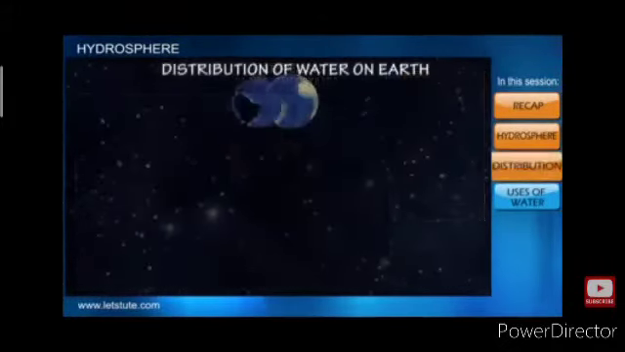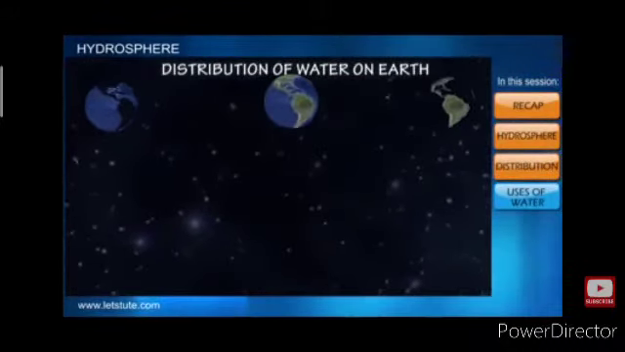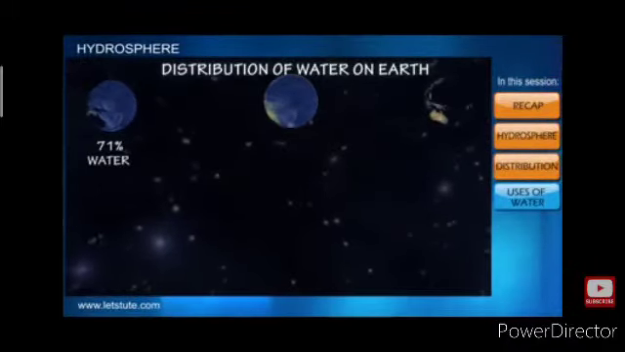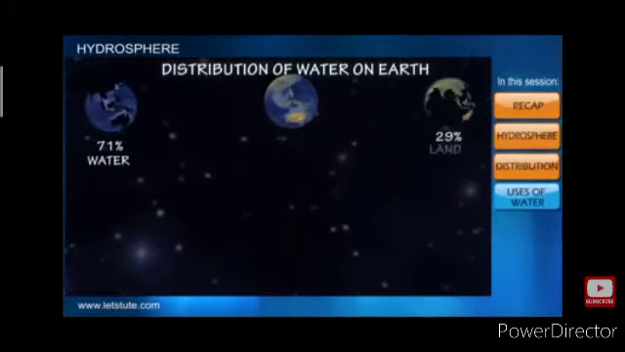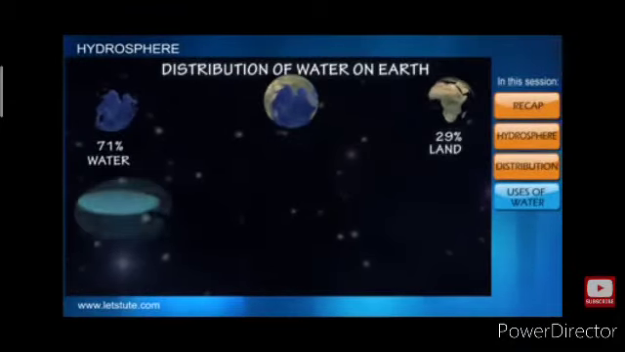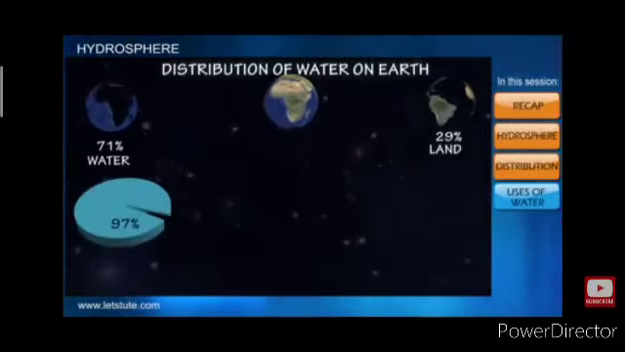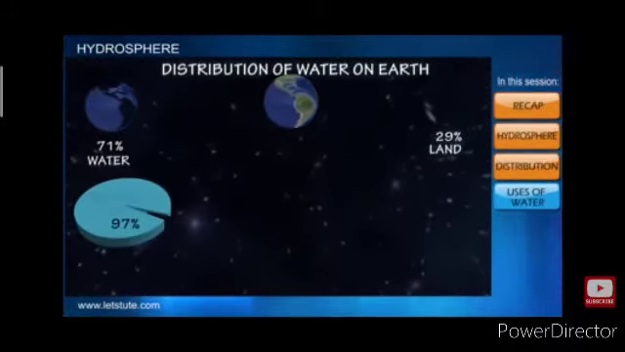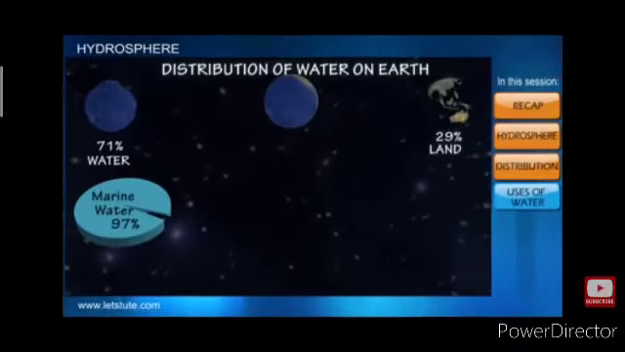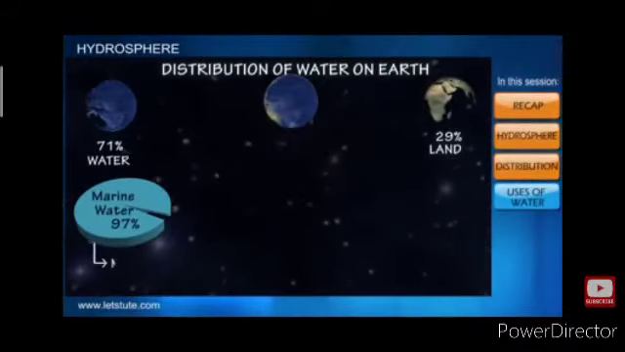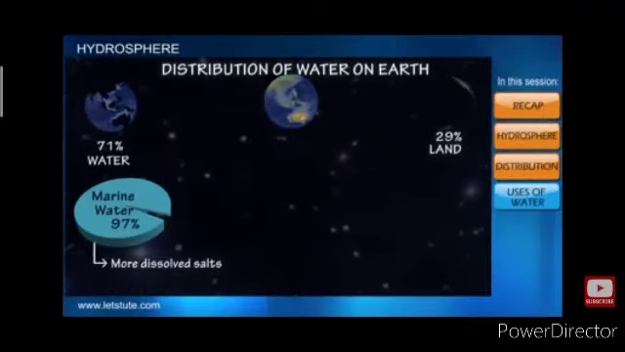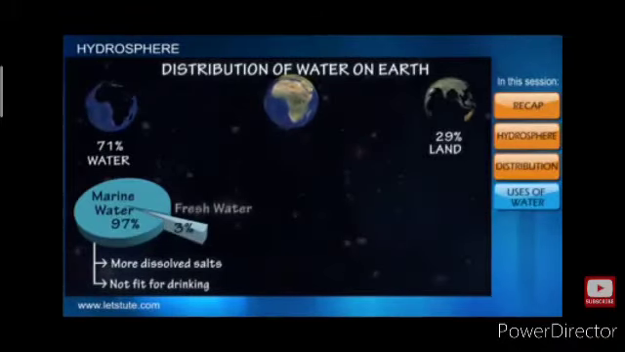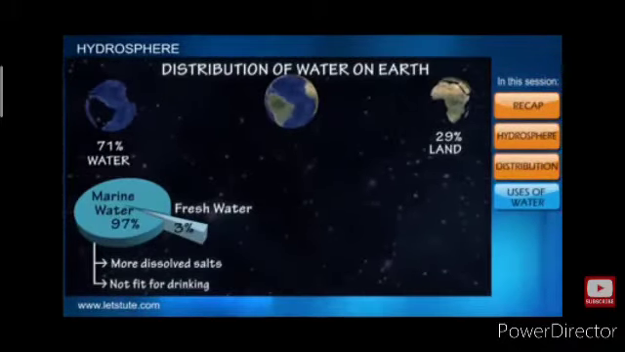Now let's talk about the distribution of water. Now we look at the distribution of water in different forms on our earth. 71% of our earth is covered with water, remaining 29% is land, and around 97% of this water is in seas and oceans, and so we call this water marine or saline water, as it has more amount of dissolved salts, and so it is not fit for drinking, and the remaining 3% is fresh water.